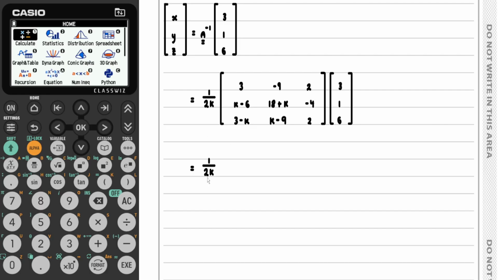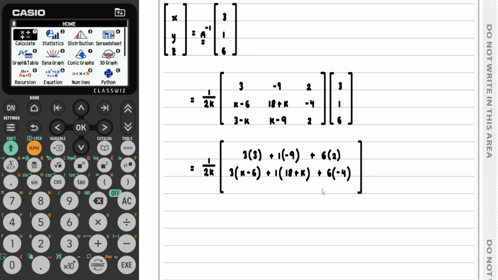So I've got this 1 over 2k, and then I've got the 3 times the 3, then I've got the 1 times the negative 9, and the 6 times the 2. Then I've got 3 times k subtract 6, plus 1 times 18 plus k, plus 6 times negative 4. And then I've got 3 times 3 subtract k, plus 1 times k subtract 9, plus 6 multiplied by 2.